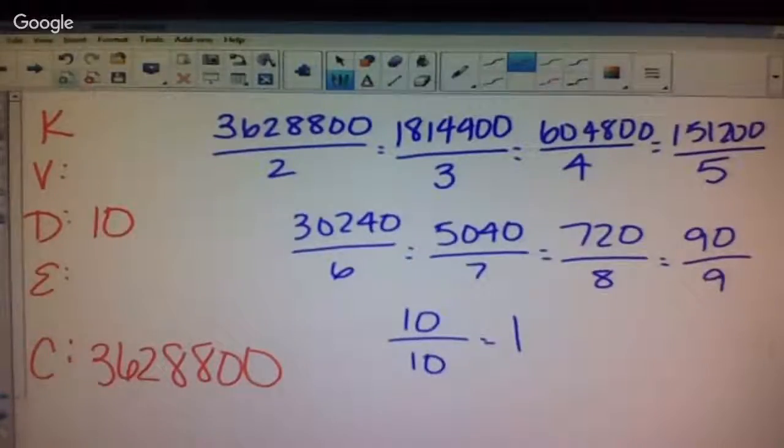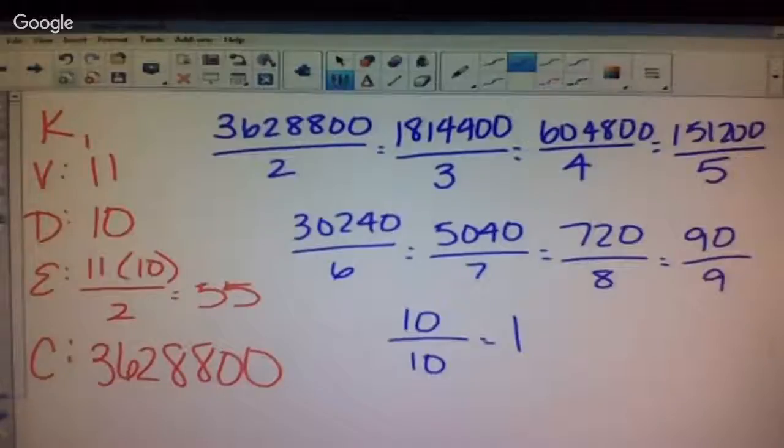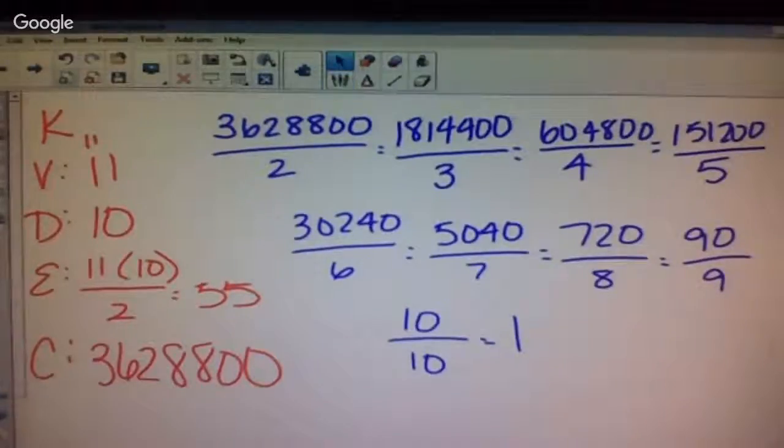So if my degree is 10, my vertices are 11. Edges are 11 times 10, divided by 2. 110 divided by 2 is 55. And that means I have K sub 11. So you can do it from every aspect, no matter what I give you. Be prepared on your test to do it from any aspect.